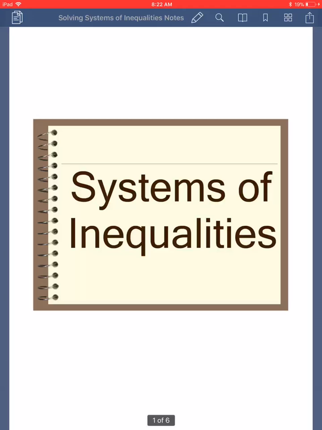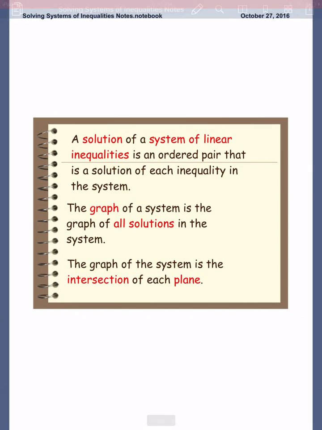Okay, so I'm talking about systems of inequalities here. A solution of a system of linear inequalities is an ordered pair that is a solution of each inequality in the system. The graph of a system is the graph of all solutions in the system, and the graph of the system is the intersection of each plane.